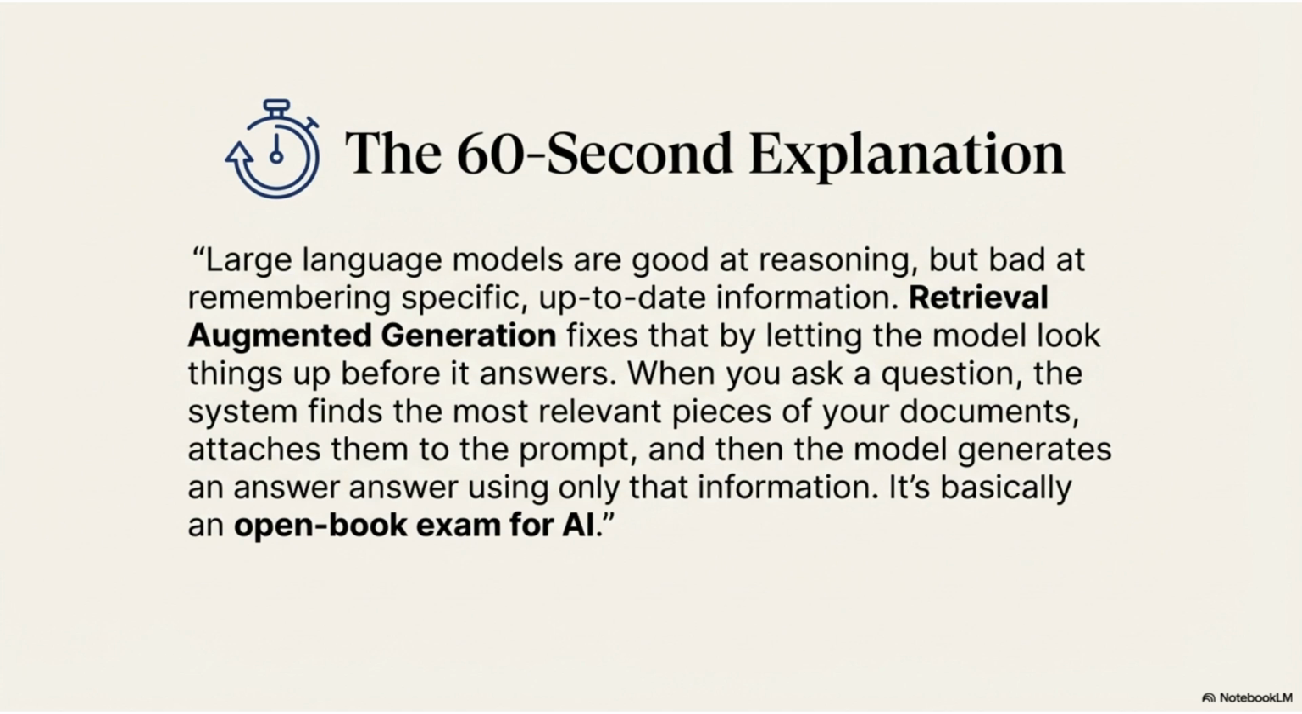Here is the 60-second explanation of RAG. Large language models are good at reasoning but bad at remembering specific, up-to-date information. Retrieval Augmented Generation fixes this by letting the model look things up before answering. The system finds the most relevant pieces of your documents, attaches them to the prompt, and then the model generates an answer using only that information. It's basically an open book exam for AI.